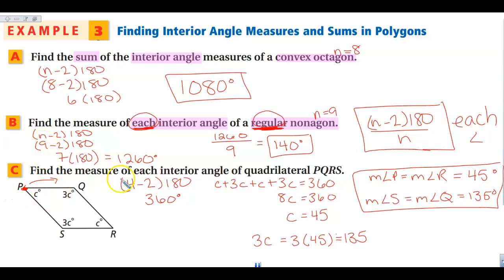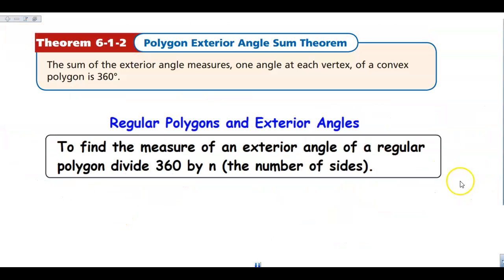All right, guys. So there's our interior angle measures. We found the sum, we found one, and we found each one when it's not regular, okay? And we had expressions. So now let's take a look at what happens when we have exterior angles.